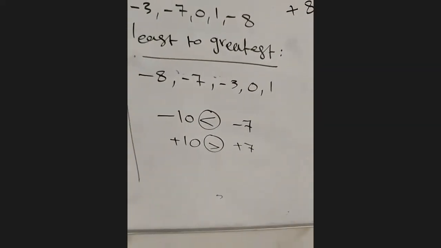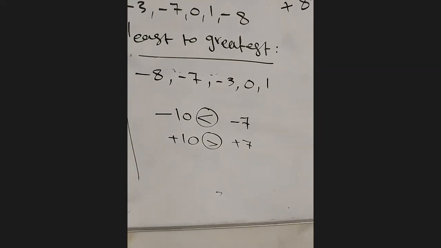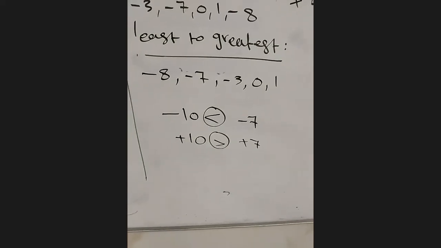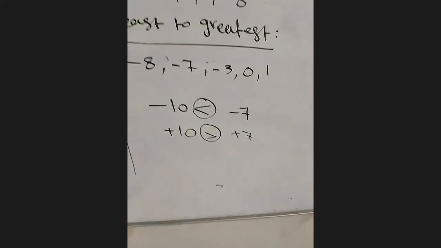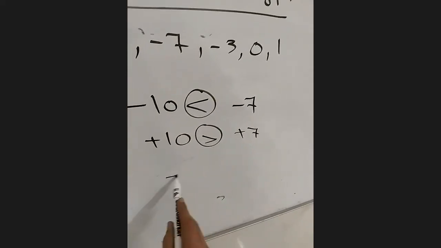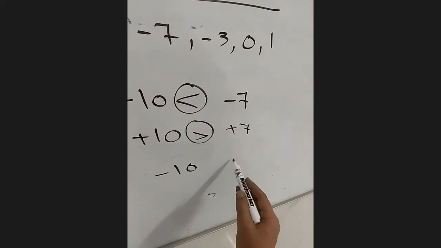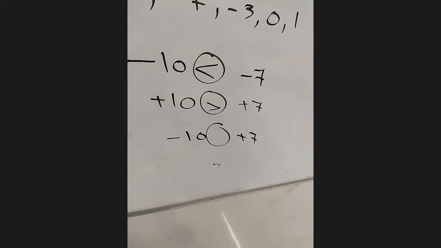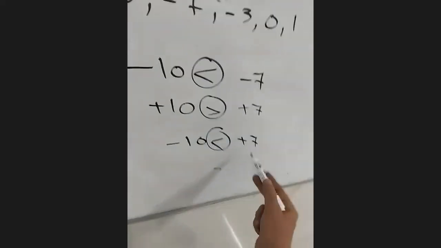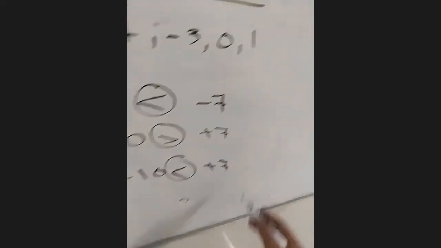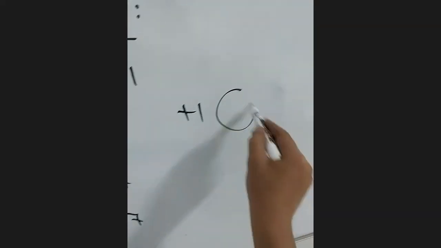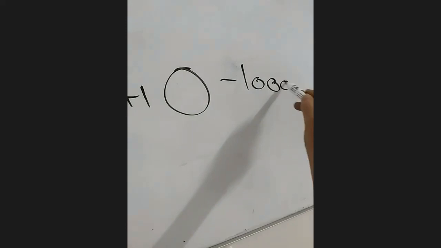Got it? Mister, if you have one negative and one positive, the positive is always bigger. Which is better, to lose 10 riyal or to win 7 riyal? To win. The positive is always bigger than any negative. Positive 1 is bigger than negative million.